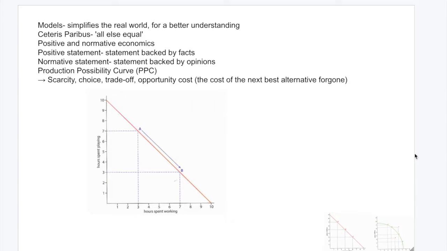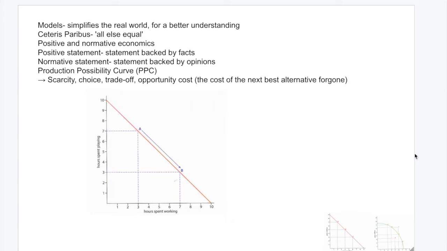Before we dive into the different models, I really want to talk about positive and normative economics. This is not too related to models, and this is not going to come up in an IB test, but it's something that we should be aware of. Positive economics deals with positive statements, and positive statements are statements that are backed by facts. So 2 plus 2 is 4. That's a positive statement. And in economics, for example, the law of demand: when price increases, the quantity demanded decreases, and vice versa. That is a positive statement because it's a fact, it's a law.